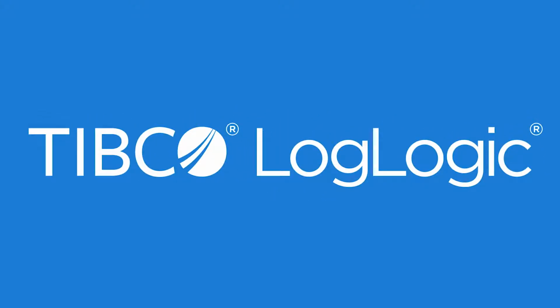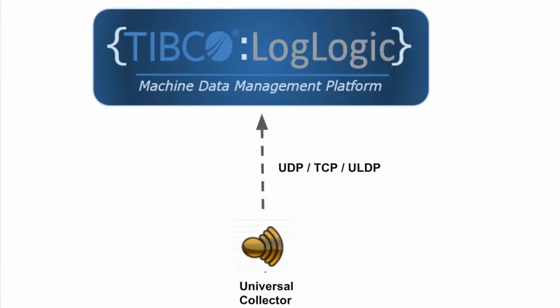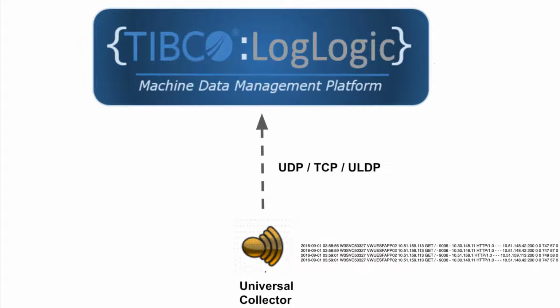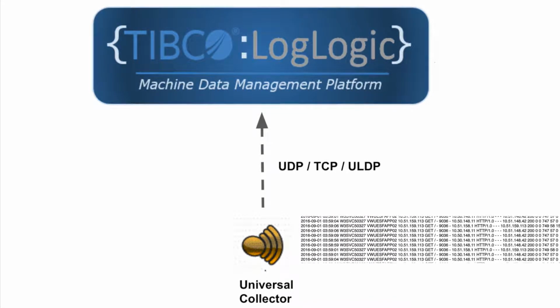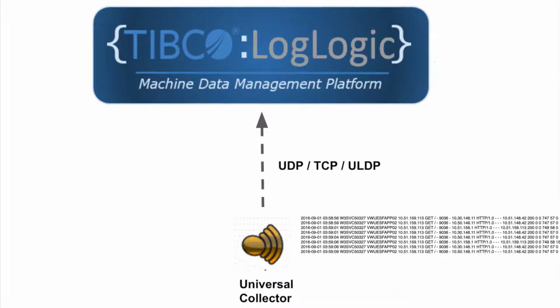Hi, in today's tutorial, we're going to look at how to send your Windows logs to a LogLogic LMI appliance using LogLogic Universal Collector. UC software helps you to collect logs from supported log sources and forwards them to either an LMI appliance or a Syslog server using UDP, TCP, or a proprietary protocol called ULDP for monitoring purposes.